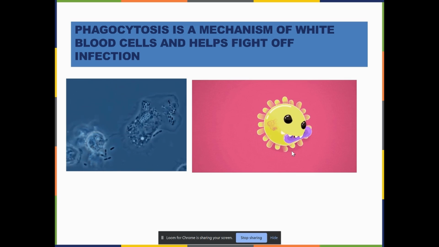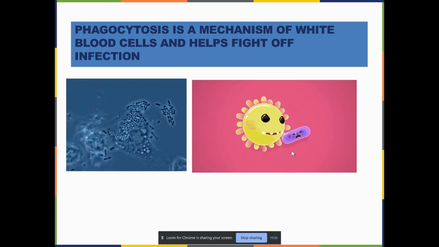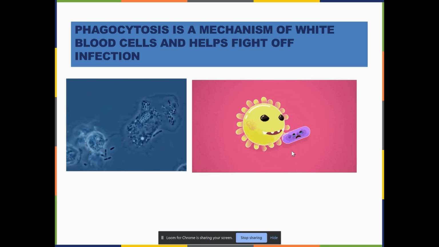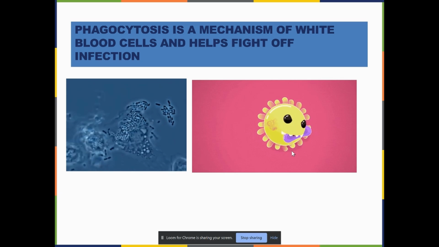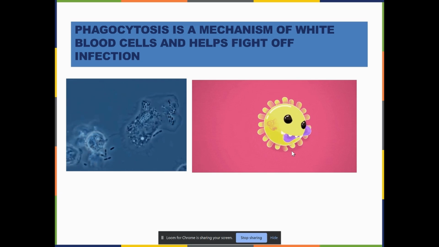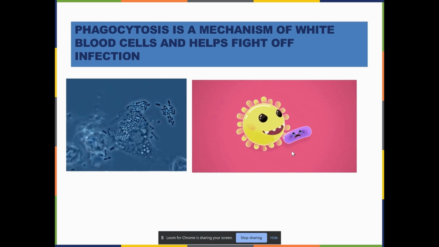So here are some examples. We have a macrophage, a real macrophage on the left, and it's eating bacteria. So it's performing phagocytosis, and that phagocytosis is to eat the bacteria and digest it. You can see the cartoon of that on the right.